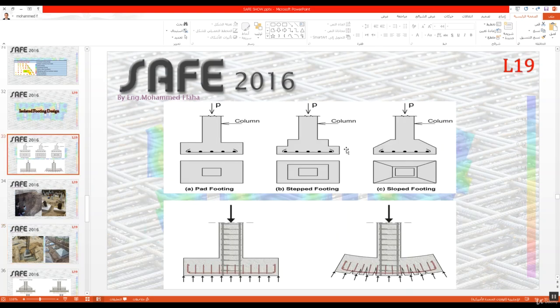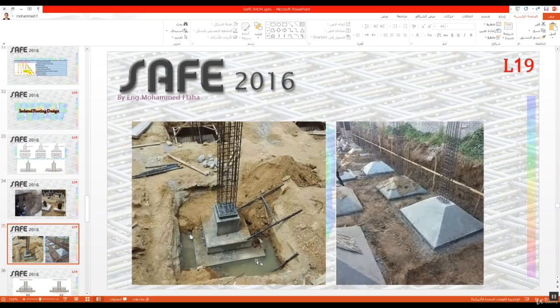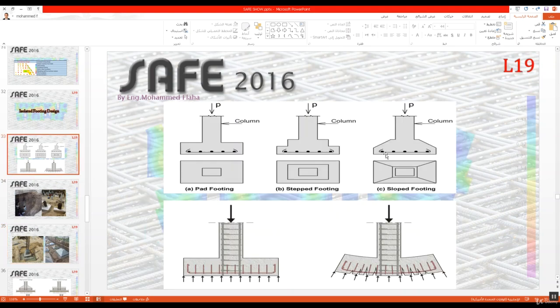Why? This is more economic, more saving, but in construction it is very difficult. I should cast this part first, then wait, then cast this part again. If there are 2 or 3 steps, I will wait, then cast again. Also it is difficult to work with. If you need another layer of reinforcement, it will be sloped reinforcement, which is difficult to fix. For that, this is the most popular.